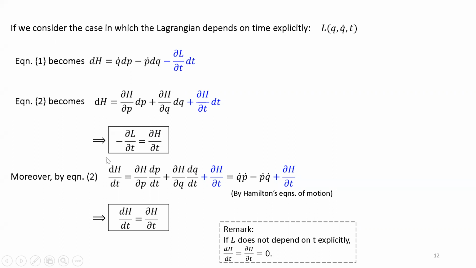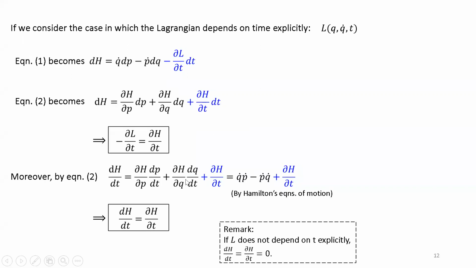And also the total derivative of the Hamiltonian. Here you just really apply the chain rule. So also with the Hamilton's equations that we just derived, you see that the total derivative of this Hamiltonian would be equal to the partial derivative of the Hamiltonian with respect to time.